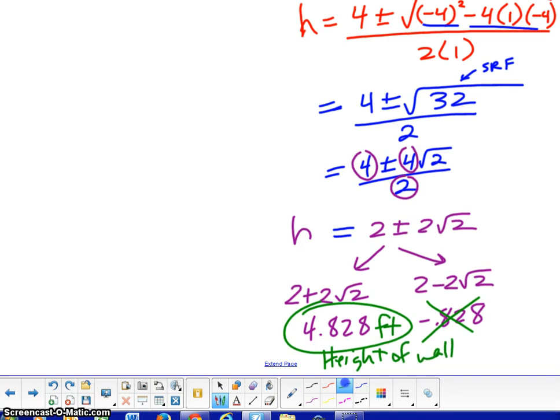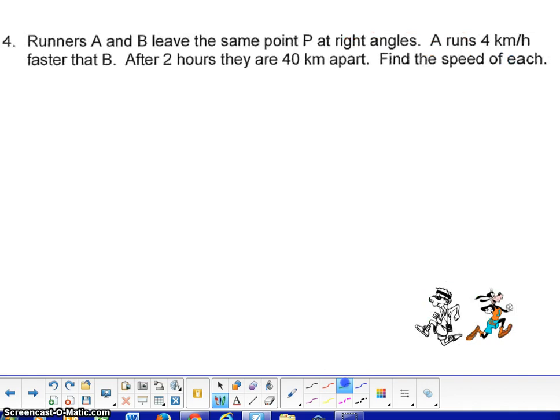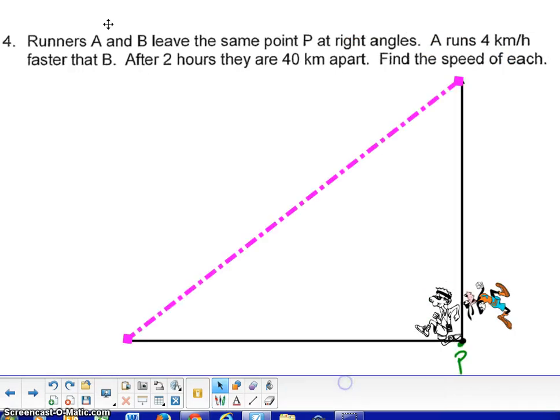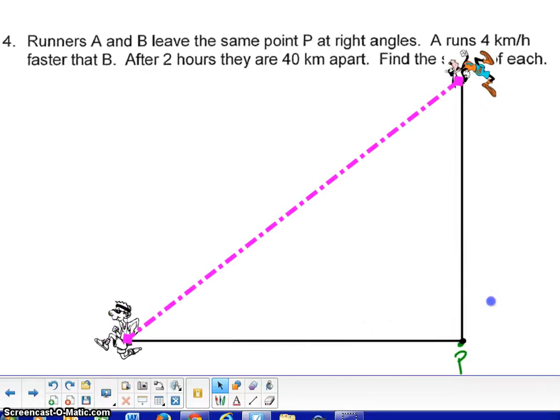Okay, so that concludes number 3. Let's go ahead and go to the runners on the next page. So we have 2 runners. Goofy is running at a right angle this direction, and we've got the other runner heading off in this direction, again forming a right angle.